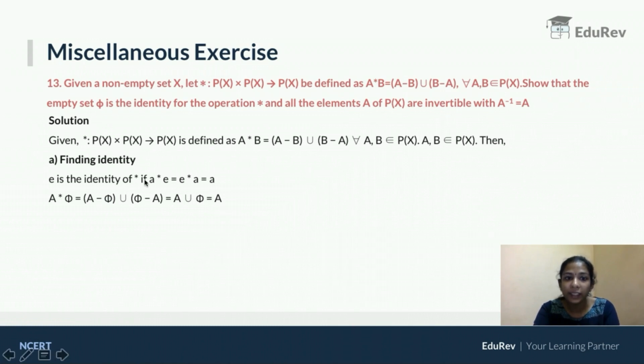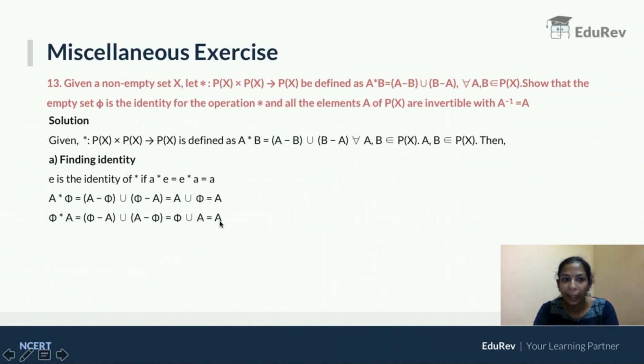Only checking this condition is not enough. You have to check for E star A also. That means phi star A. What will that be? In this case I am replacing A with phi and B with A. So phi minus A union A minus phi. What is phi minus A? That will be simply phi. What is A minus phi? That will be simply A. So what is the union of phi and A?